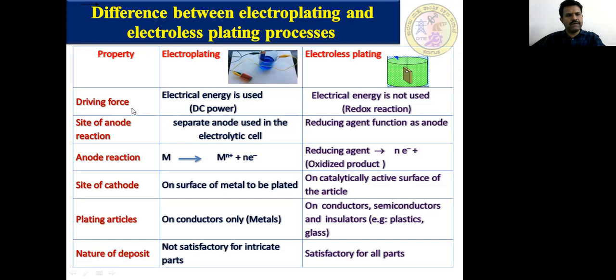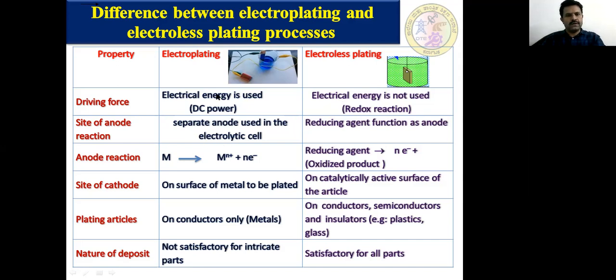So the first one, driving force. In electroplating, electrical energy is used. That means a battery is used to conduct electroplating. But in electroless plating, the battery is not used, electrical energy is not used. Here a redox reaction will take place and the reducing agent will provide electrons. Here, instead of a battery, the reducing agent will provide electrons.